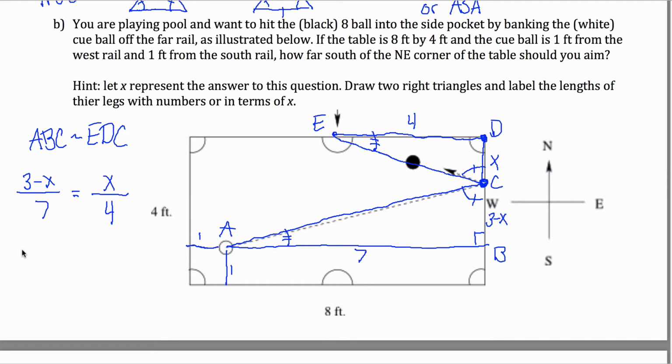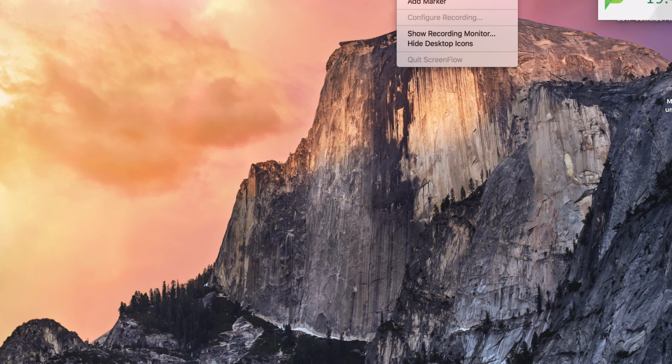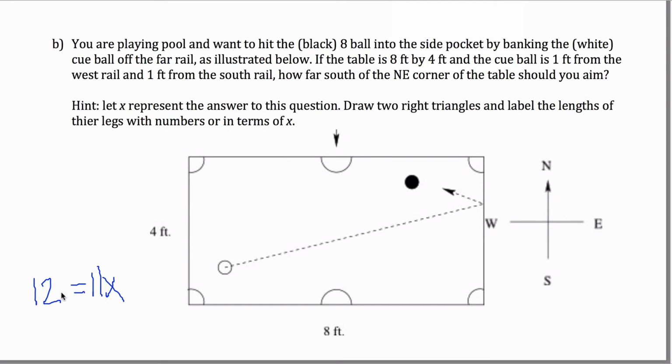Well, if I cross multiply, I get 4 times 3 minus X is equal to 7X. So 12 minus 4X equals 7X. So if I add 4X to both sides, I get 12 equals 11X. Oh man, that crashed at a really annoying time, but I think I left off, I said 12 equals 11X. So if I divide both sides by 11, I get that X is equal to 12/11. X was this distance right here, which was exactly what the question was asking for. So my answer would be 12/11 of a foot, if you really care about units.